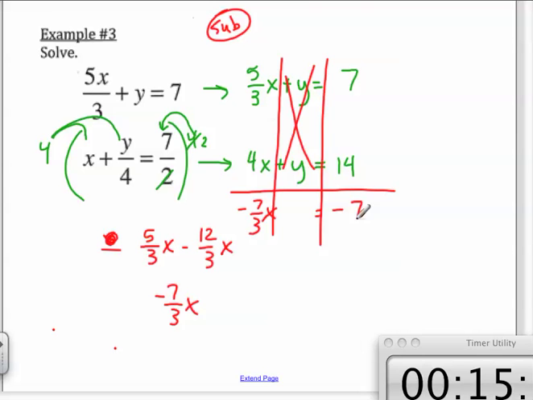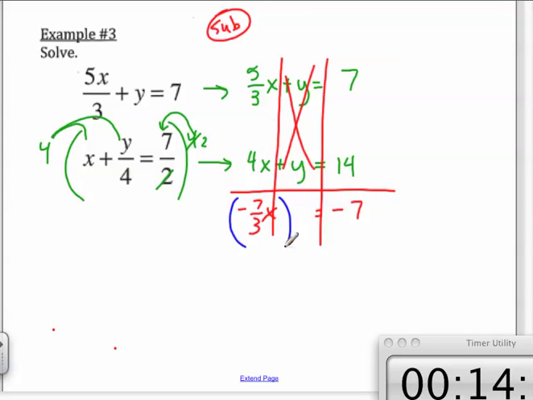Well, I can multiply it by 3. I can definitely do that and make it 2 steps, right? But whenever I have a fraction in front of a variable, multiply by its reciprocal. Exactly. So I'm going to multiply this by negative 3/7, and then this by negative 3/7.